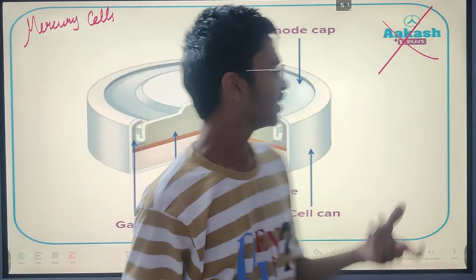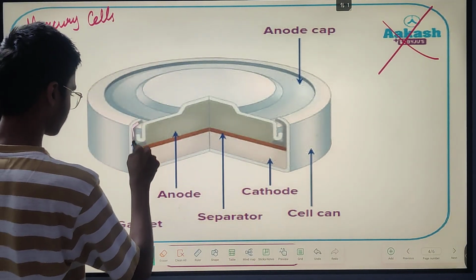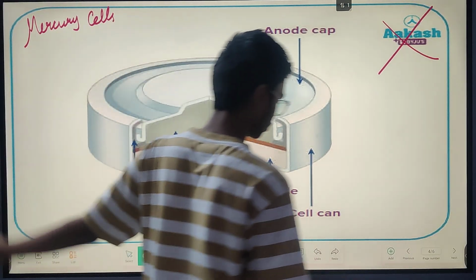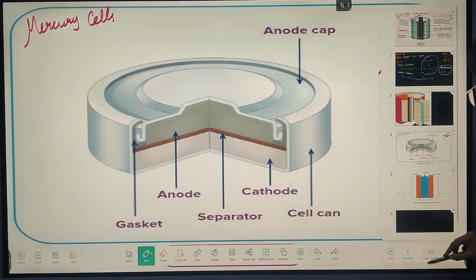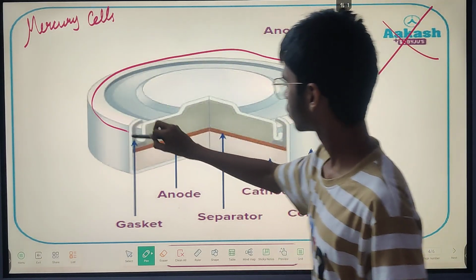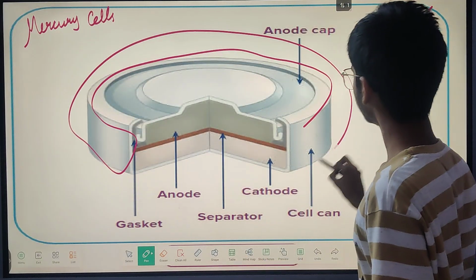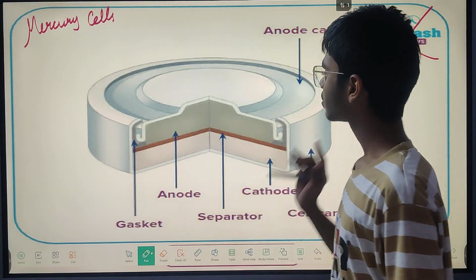Okay, so coming here, this is what a mercury cell is. In the earlier cell there was a cascade; I think in this cell also there is this cascade. Is there? No, there is not. See, first of all, the cell can is there. The outer layer is known as the cell can. This cell can will be present in any cell as a protective layer.